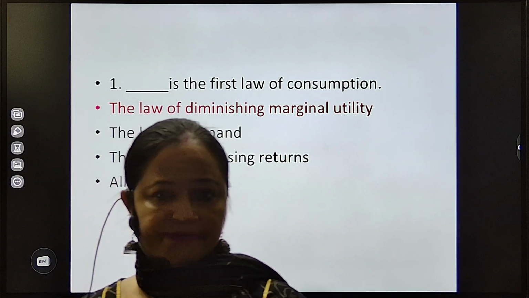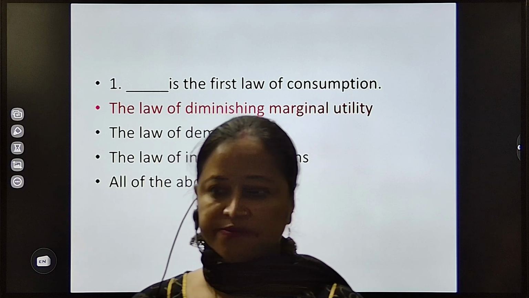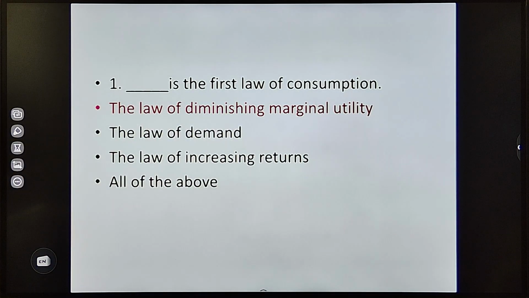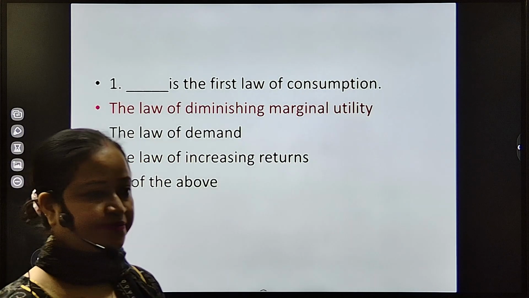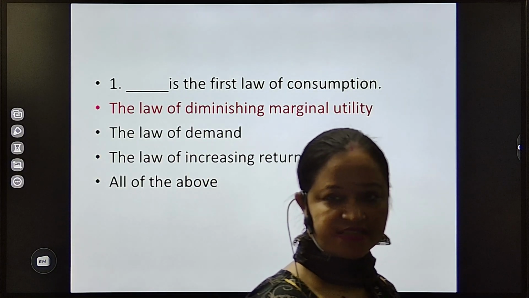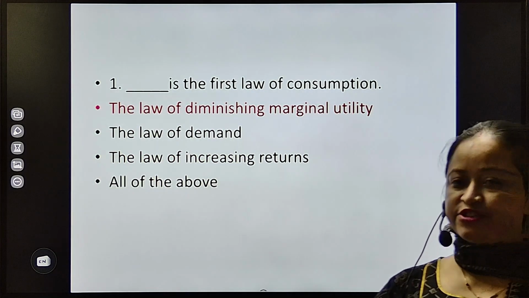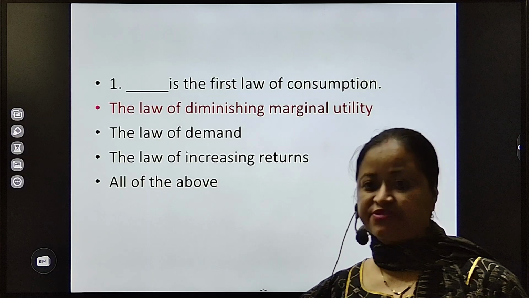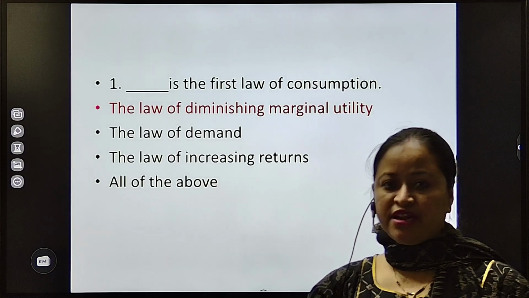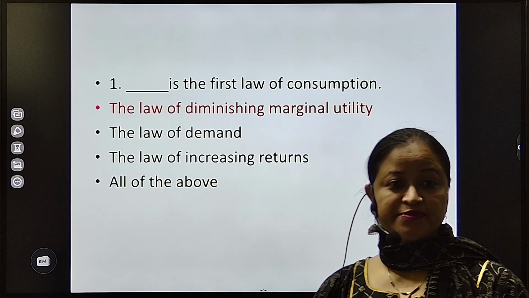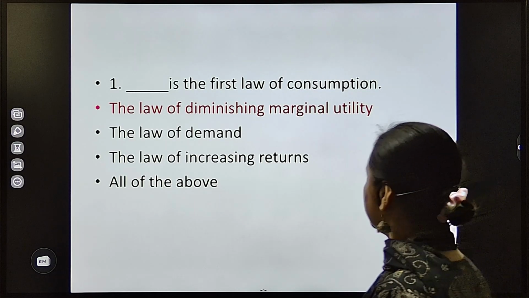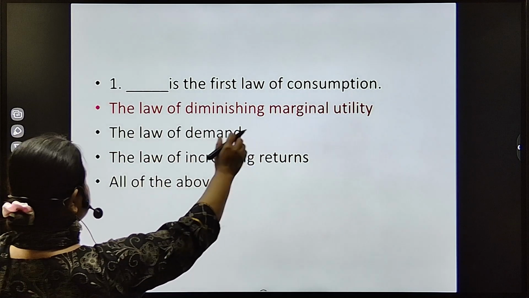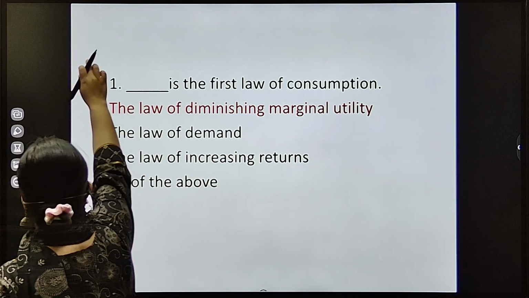What is the law of demand? The law of demand states that when price increases, demand will decrease, and vice versa. When price increases, demand will? Yes, fine. So this is the second question. Have you all written? The first law of consumption is the law of diminishing marginal utility.